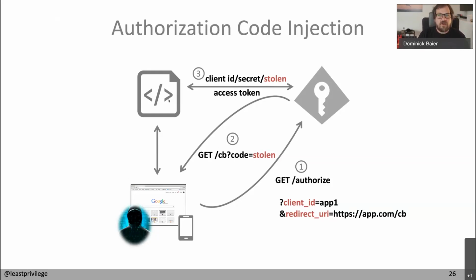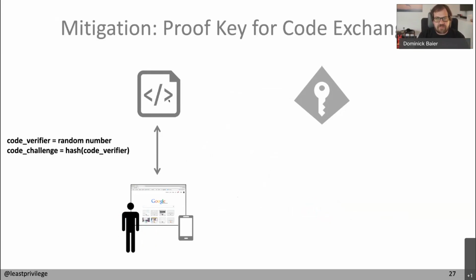Okay, so authorization code injection is definitely possible even with Code Flow. So how do we fix that? Well, there's another thing called proof key for code exchange, PKCE, as many people call it. And the idea with PKCE is that you are introducing a per request secret that the attacker cannot know, and basically proves that the client is the same client on the front channel and on the back channel.